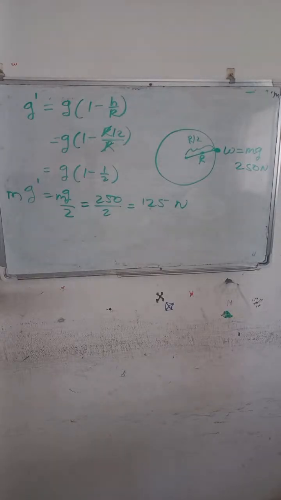This is an MCQ question. Newton's universal law of gravitation applies to: A, both small and big bodies; B, only valid for the solar system; C, planets only; D, small bodies only.